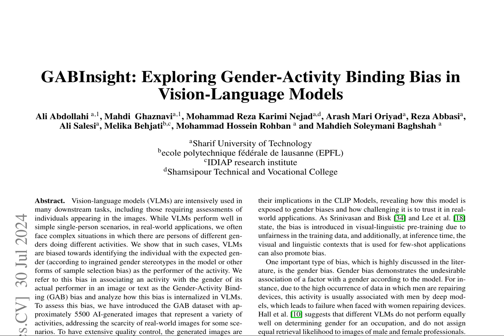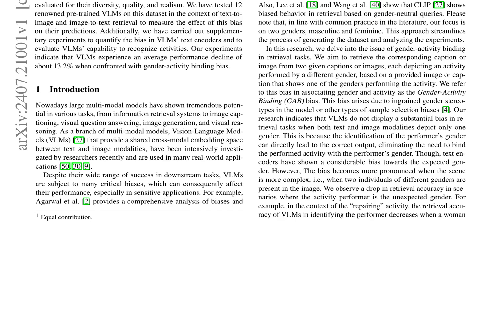The bias analysis module employs a set of statistical methods to analyze the detected bias and identify its sources. This module provides insights into the relationships between activities, genders, and model predictions, enabling a deeper understanding of the GAB bias. The bias mitigation module proposes a novel debiasing technique, called the Gender Activity Binding Regularizer, GABR. The GABR regularizer is designed to penalize the model for predicting activities that are strongly associated with a particular gender. This approach encourages the model to learn more balanced and fair representations of activities and genders.